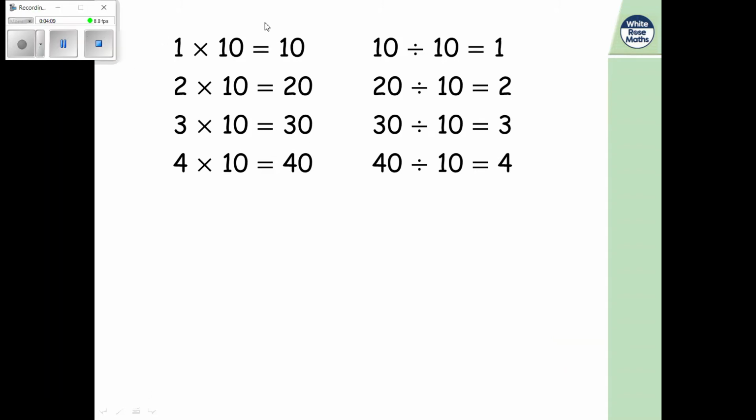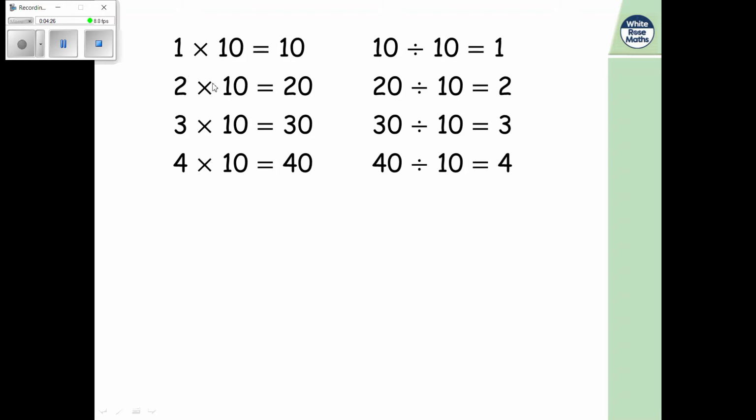So they have done some multiplication sentences and division number sentences as well. And they are the inverse. So 1 times 10 equals 10 has an inverse, the division method: 10 divided by 10 equals 1. So they're using the same numbers.